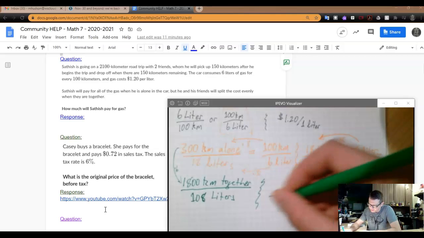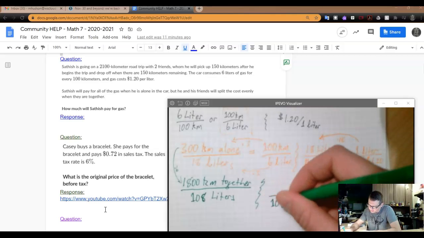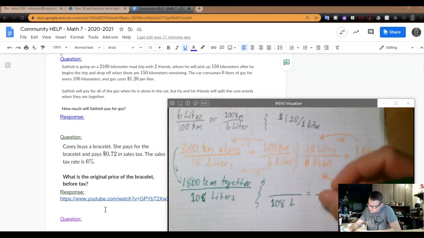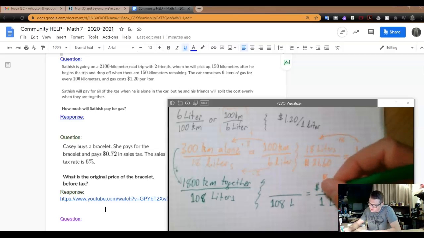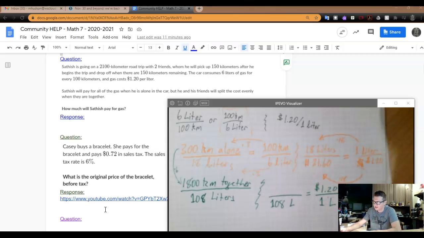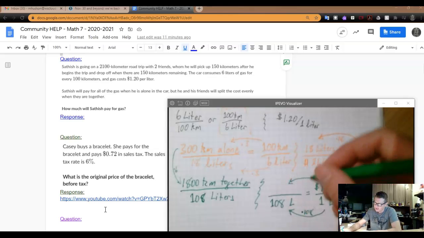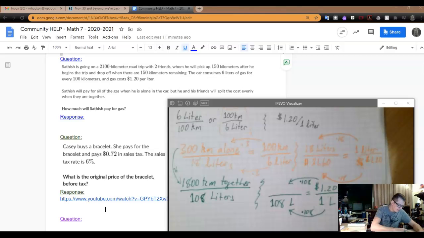And actually, I'm going to set this one up with liters on bottom to show you how that would work. So 108 liters equal to, well, 1 liter. Oh, yeah, this is our unit rate. So we just started discussing unit rates in class. But 1 liter to get to 108 liters, that's times 108. $1.20, we do the same thing. Remember, this is a road trip. They're going pretty far. So 108 times $1.20.